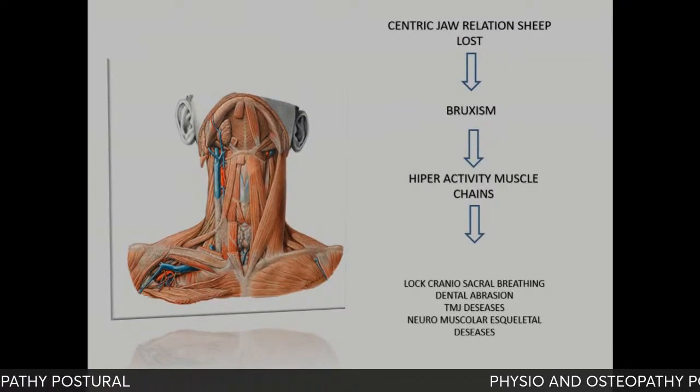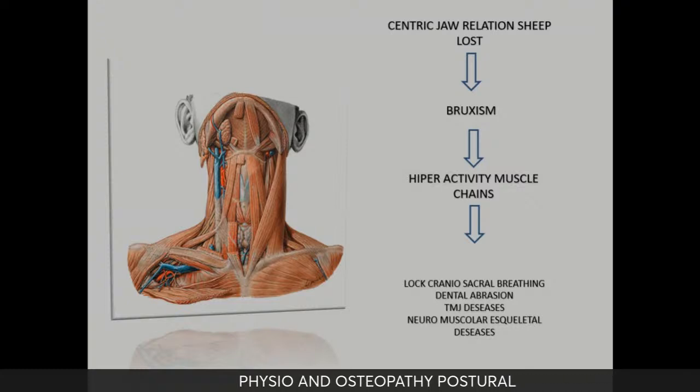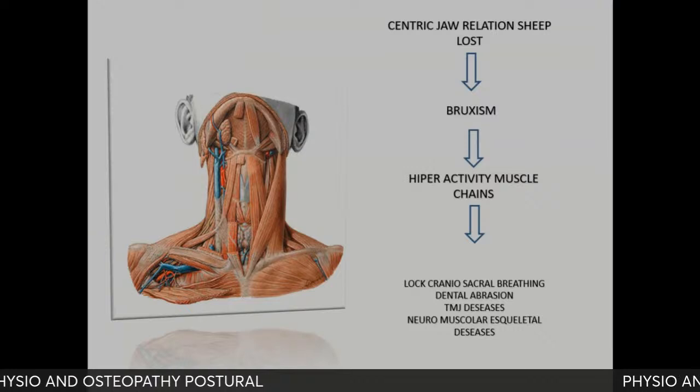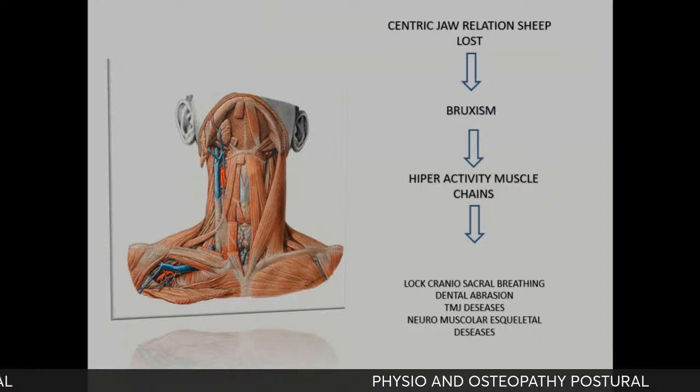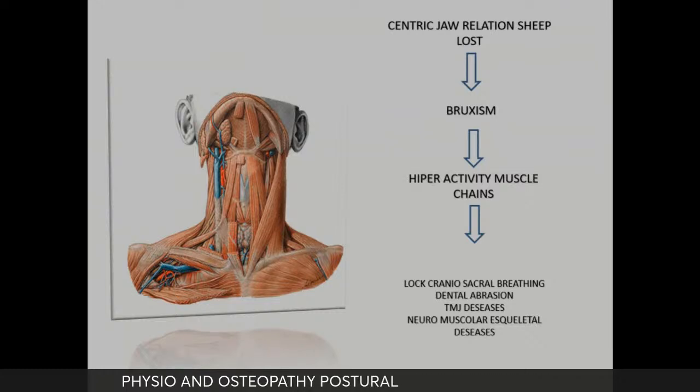bruxism starts. Bruxism is a defense that creates hyperactivity in the muscle chain and will block craniofacial breathing. We create TMJ problems, muscle problems, etc. Remember that concept. Don't forget it.